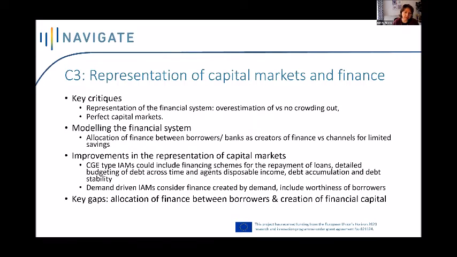Related to the capital markets, there has been research going on in IAMs to improve their representation, and the different types of developments depend on the type of IAM. For example, CGE type IAMs looked at including financing schemes for the repayment of loans, detailed budgeting of debt across time and agents' disposable income, debt accumulation and debt stability, while the demand-driven ones consider finance created by demand and include worthiness of borrowers to assess when the banks may not lend the money. Now, in spite of these advances, we still identify key gaps in a more definite way of treating the allocation of finance between borrowers and how creation of financial capital happens.